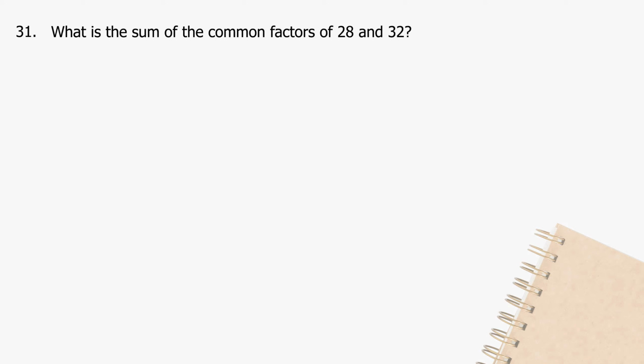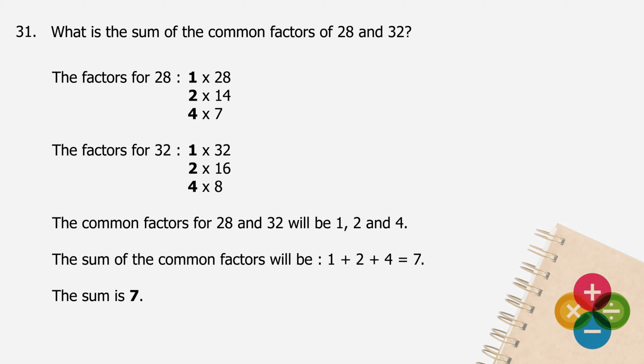Question 31. What is the sum of the common factors of 28 and 32? The factors for 28 will be 1, 2, 4, 7, 14, and 28. The factors for 32 will be 1, 2, 4, 8, 16, and 32. The common factors for 28 and 32 will be 1, 2, and 4. The sum of the common factors will be, add 1 to 2, and to 4, and the sum is 7. The sum is 7.